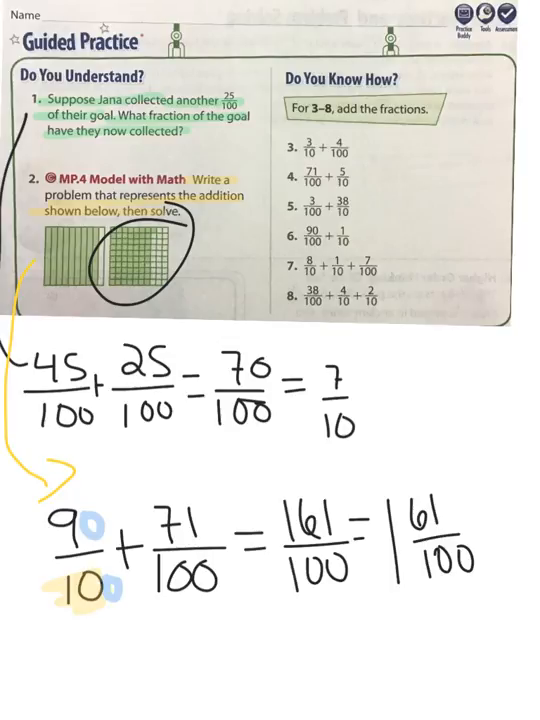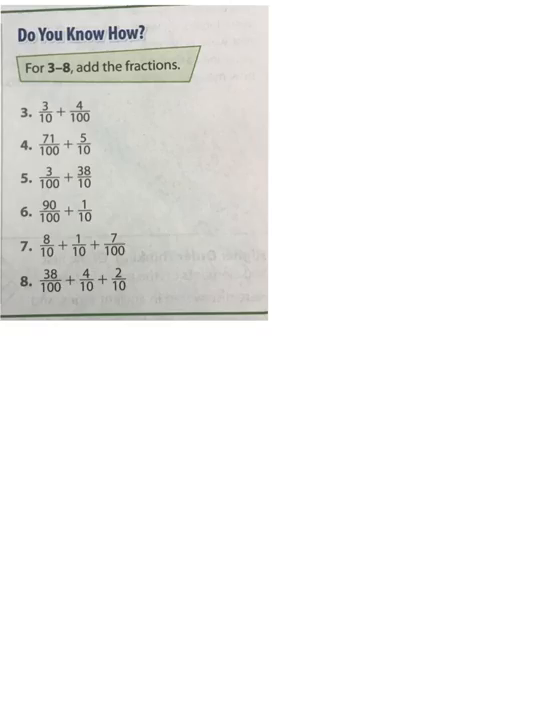All right, I am going to do numbers 3 through 8 on a separate sheet. If you want to go ahead and try them on your own and then check your work with mine, that would be fine. If you're still a little bit confused, just do the work with me. Okay, now we're going to do numbers 3 through 8. So I'm going to start with number 3.